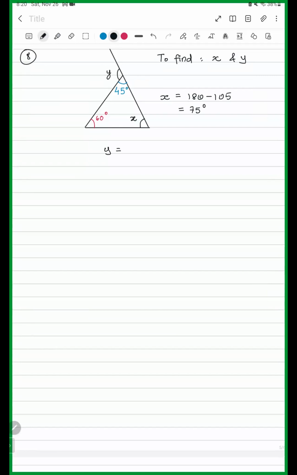Is y an exterior angle? Yes, very good. Exterior angle. So y will be equal to the sum of the two interior opposite angles. Very good.